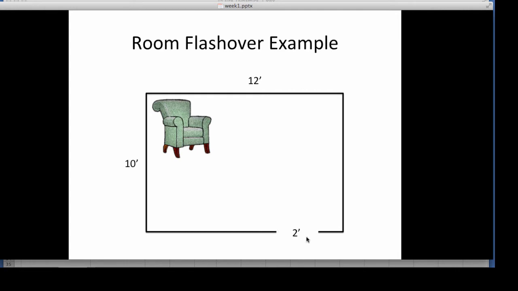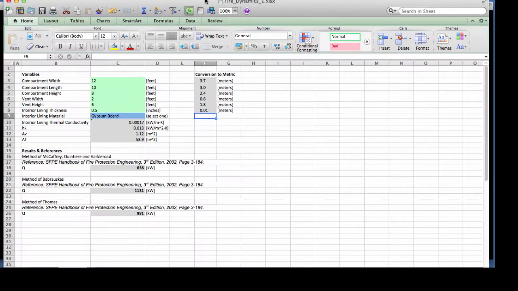In this case, this one is a man door. We'll say it's 2 feet wide by 6 feet tall. So I want to know what's the Q dot, if you will, the heat release rate of this chair that is sufficient to cause flashover of the room. So let's go back to the spreadsheet here.